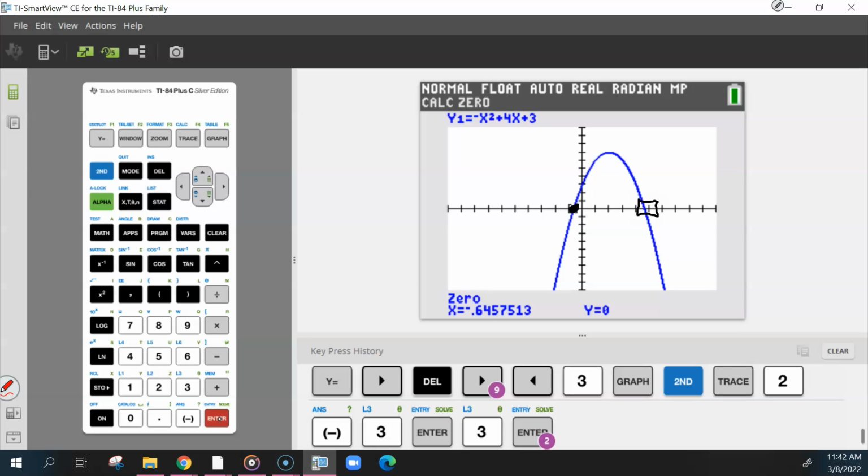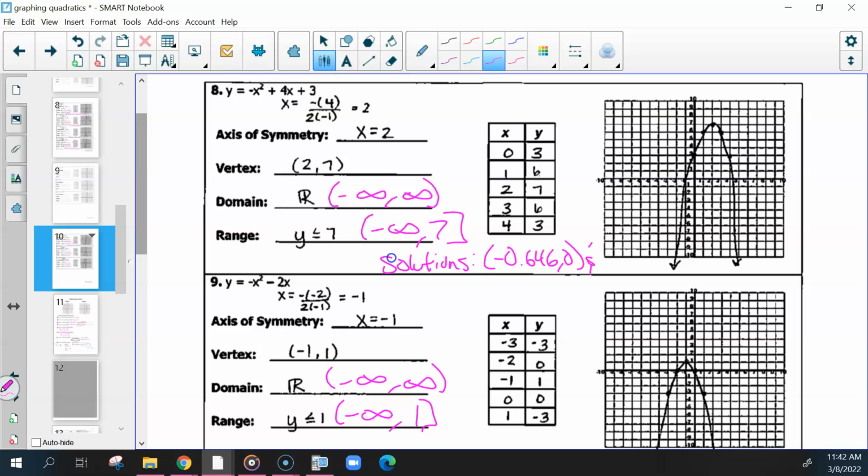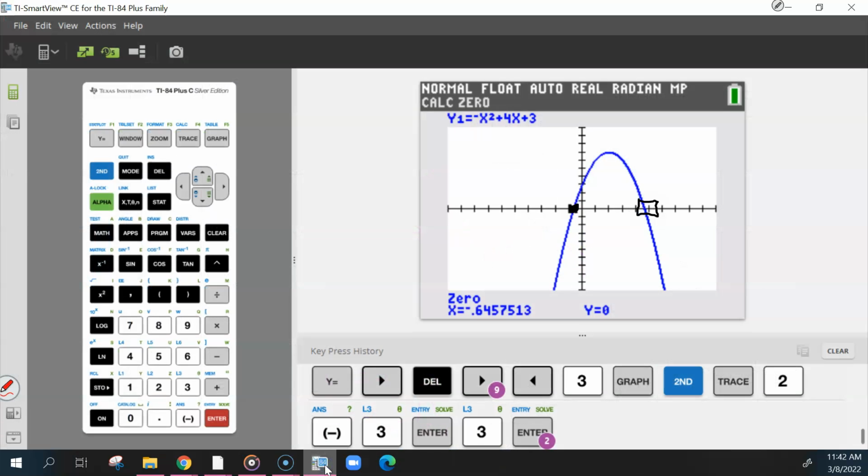So that would be one of your solutions. Negative 0.64, let's round 6. And then let's find the other one. Same process, second trace.